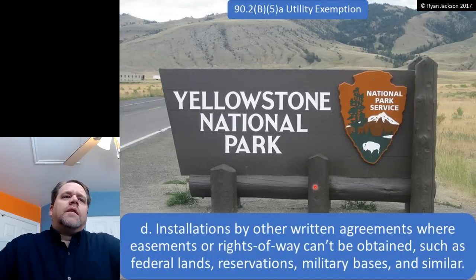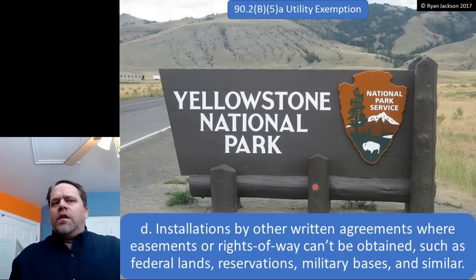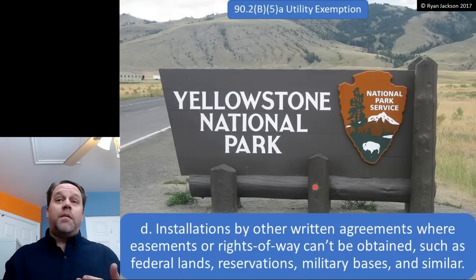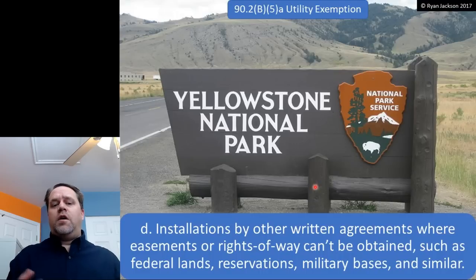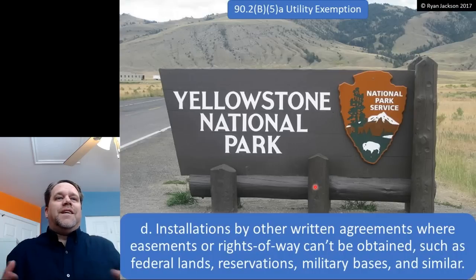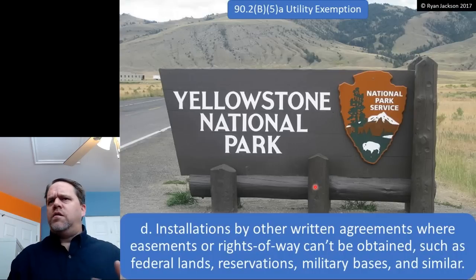We also don't cover installations of utility stuff that are by other written agreements. So we don't cover it if it's on public utility easements or rights of way, but there are some areas where you can't get those. If I'm in a national park, on an Indian reservation, on federal land, or on military bases, there are no easements and rights of way. So how do you deal with that?